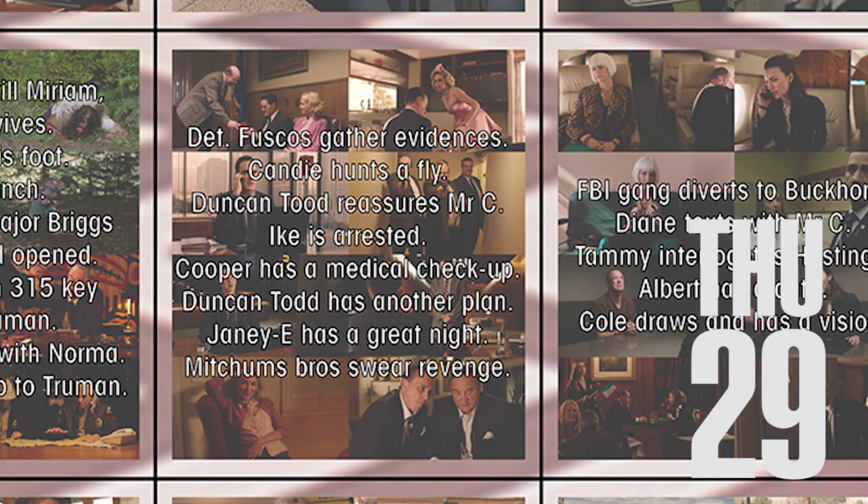Janie and Dougie Coop sleep together, and the Mitchum brothers decide that they're gonna take care of Dougie Coop. In Buckhorn, the FBI gang arrives. We see that text message that we think is from Evil Coop to Diane.